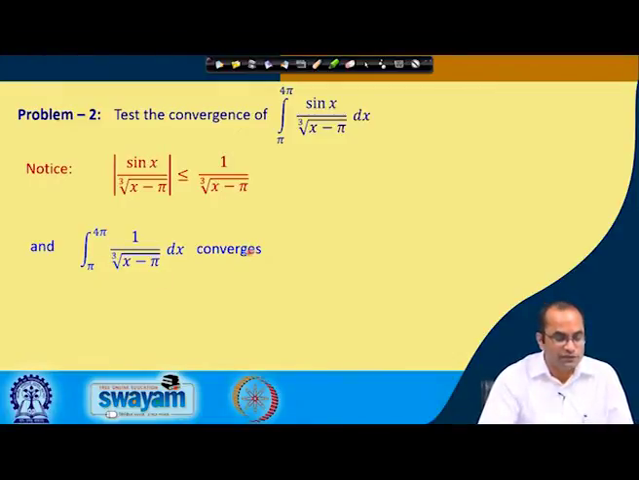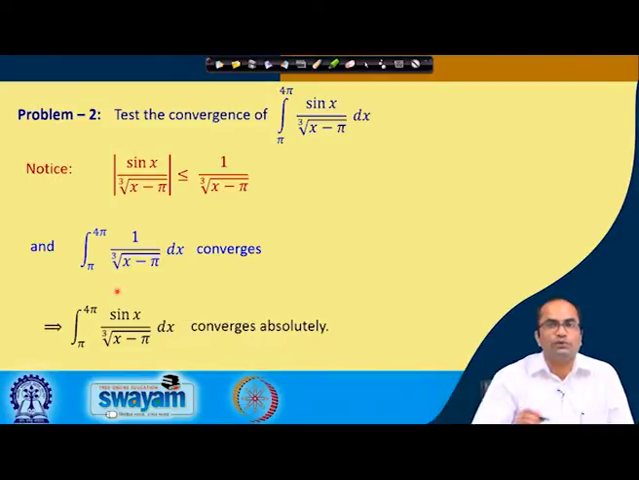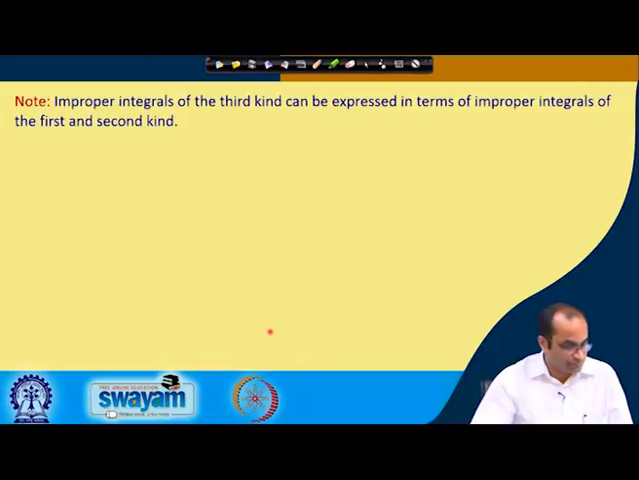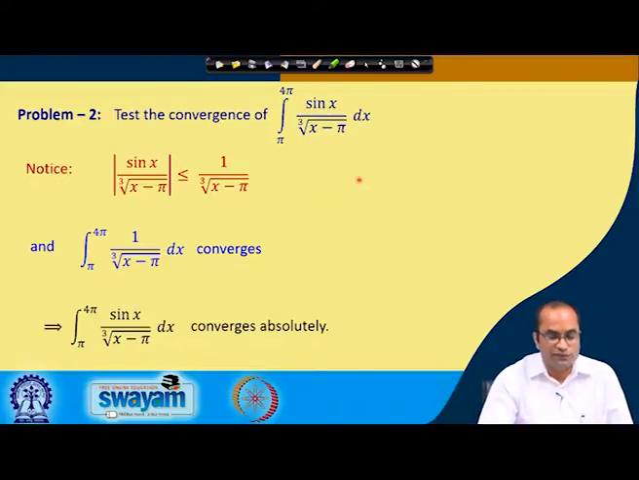So this converges, and in that case the integral from pi to 4 pi of sin x over the cube root of (x minus pi) converges absolutely. We have absolute convergence here, and that means this integral definitely converges, because absolute convergence implies the convergence of the integral.